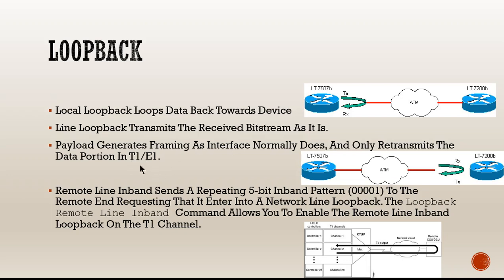and this is in a T1 and an E1. An E1 is kind of the European version of T1. So in this case, we're sending something to the other end. We're testing the line. And then remote line in-band sends a repeating 5-bit pattern down here, and we're basically doing the same thing. We're testing the CSU and the DSU. We're actually getting information that goes through the cloud, goes through the CSU, DSU, so they're using testing.